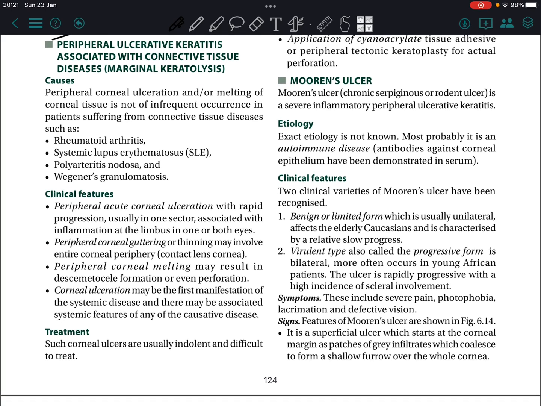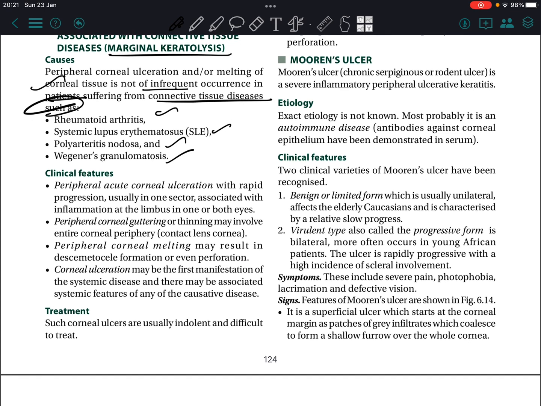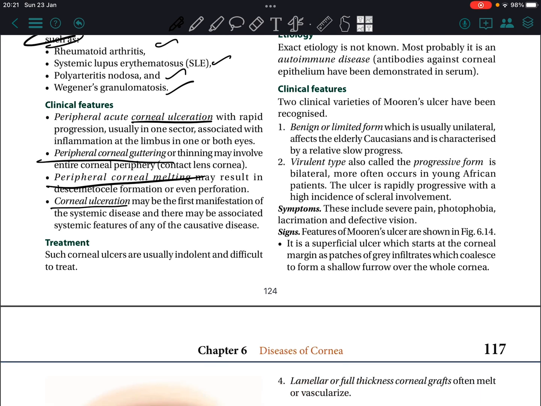Peripheral ulcerative keratitis associated with connective tissue diseases, marginal keratolysis. Causes: peripheral corneal ulceration or melting of corneal tissue is not of infrequent occurrence in patients suffering from connective tissue diseases such as rheumatoid arthritis, systemic lupus erythematosus, polyarteritis nodosa, and Wegener's granulomatosis. Clinical features: peripheral acute corneal ulceration, peripheral corneal guttering, peripheral corneal melting. Corneal ulceration may be the first manifestation of systemic disease.